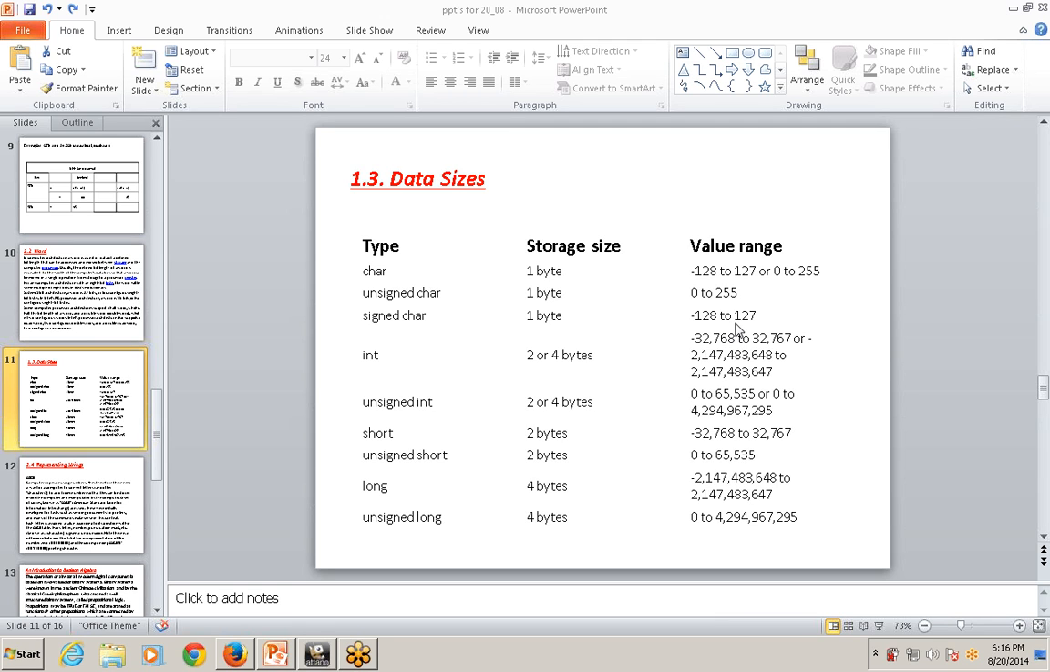Now let's start with another topic, that is data sizes. As the name suggests, data sizes means the sizes of the data that is available in a computer system. There are multiple categories. First one is type, then storage size, then value range. These are the data sizes in the C language. First of all, type. Type means a data type. If a char is declared, then the storage size is only 1 byte and its value ranges from -128 to 127 and from 0 to 255. And there are multiple types of char also.